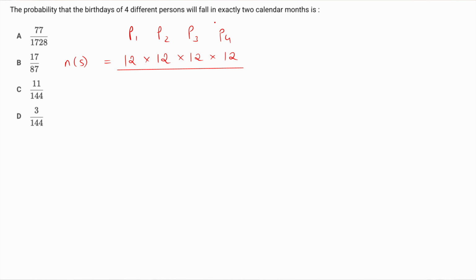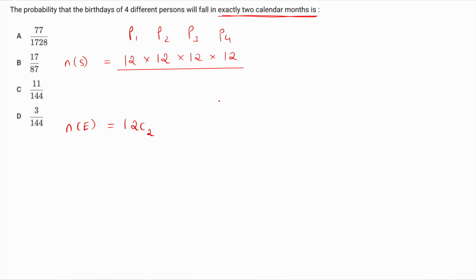Next, you want the probability that their birthdays or their birth months will fall in exactly 2 calendar months. So when we are calculating the number of favorable outcomes, the event is that they have their birthdays in exactly 2 calendar months. The first step would be to select 2 months out of 12. That can be done in 12C2 ways. Further, we have to distribute these 2 months to the four people.